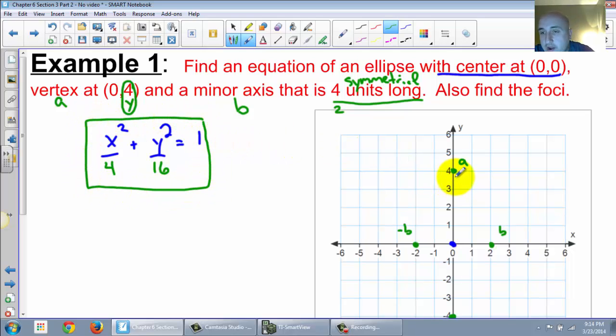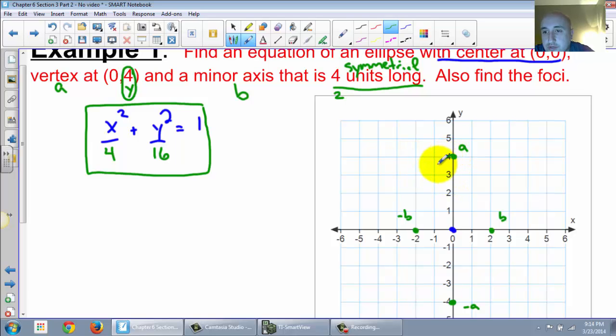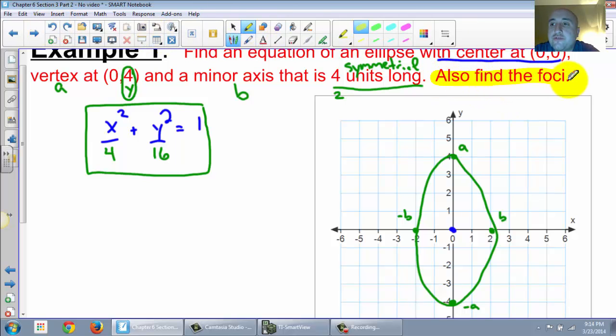Right now we already have enough information to graph our ellipse. And remember, they're not diamonds. Let's make it a little bigger. There's our ellipse. Now, what else does it ask for? It wants us to find the focus, or the foci. So we need our C points.